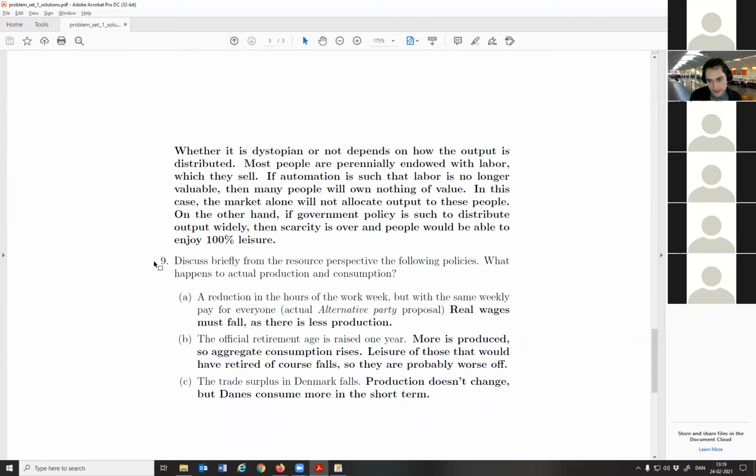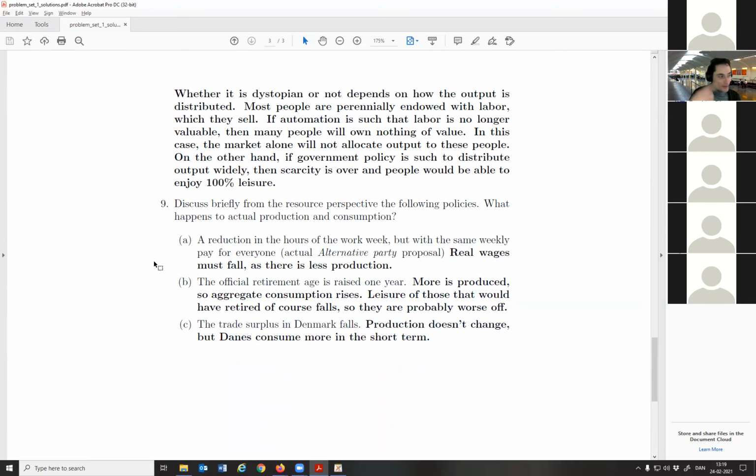Okay, last one, before I go back and do number 7. Discuss briefly from the resource perspective the following policies: what happens to actual production and consumption. A: reduction of the hours in the work week, but with the same weekly pay for everybody. We talked about this one a bit already, so I'll just say real wages must fall since there's less production. Real wages must fall, unless people become so efficient, but I find that very hard to believe.